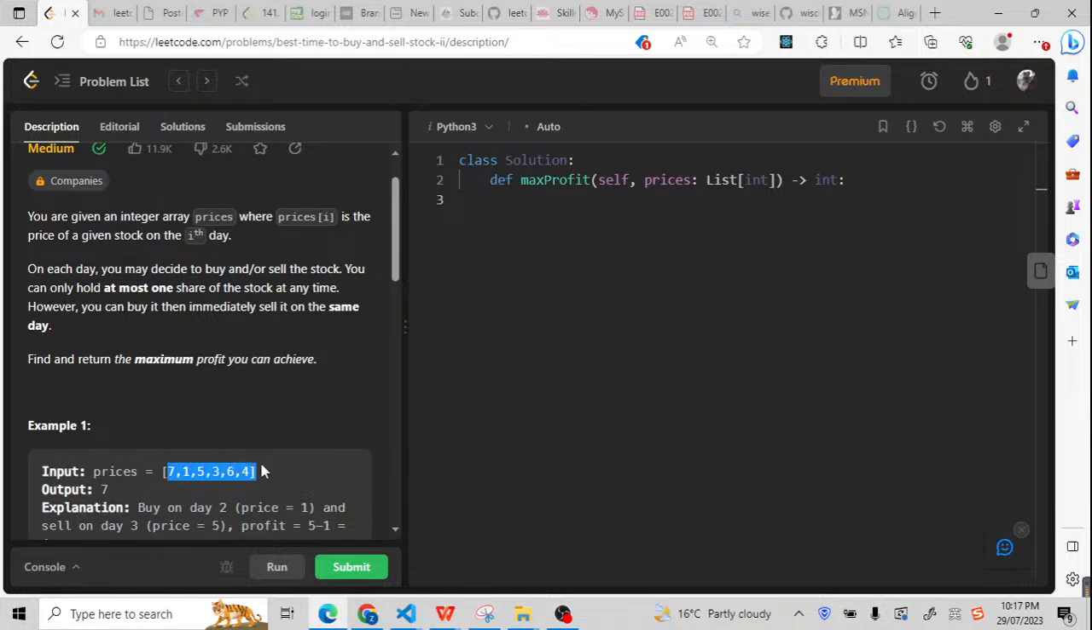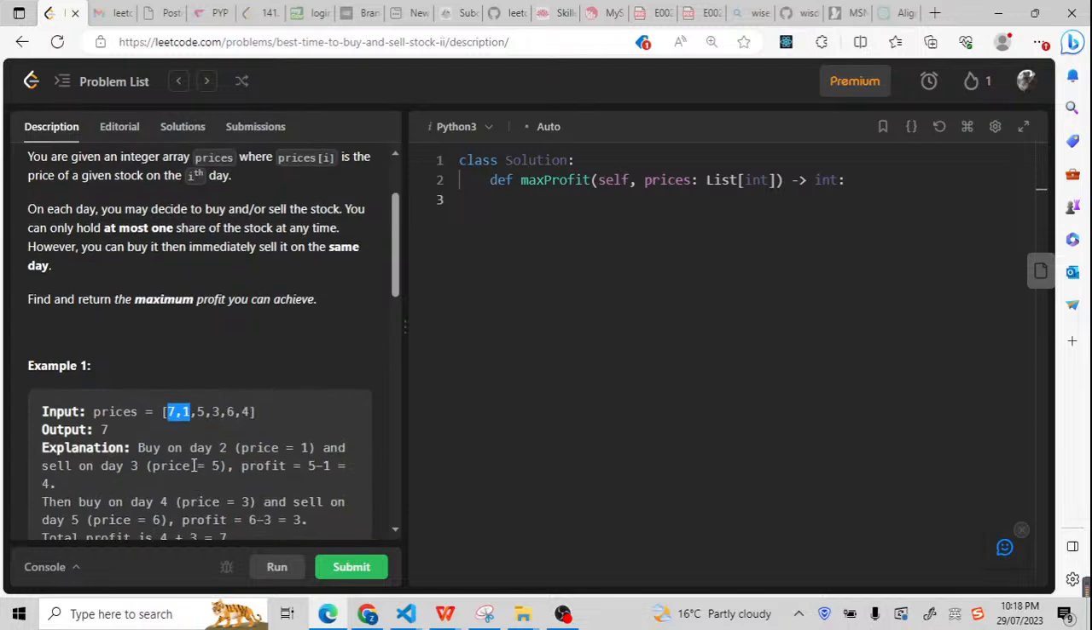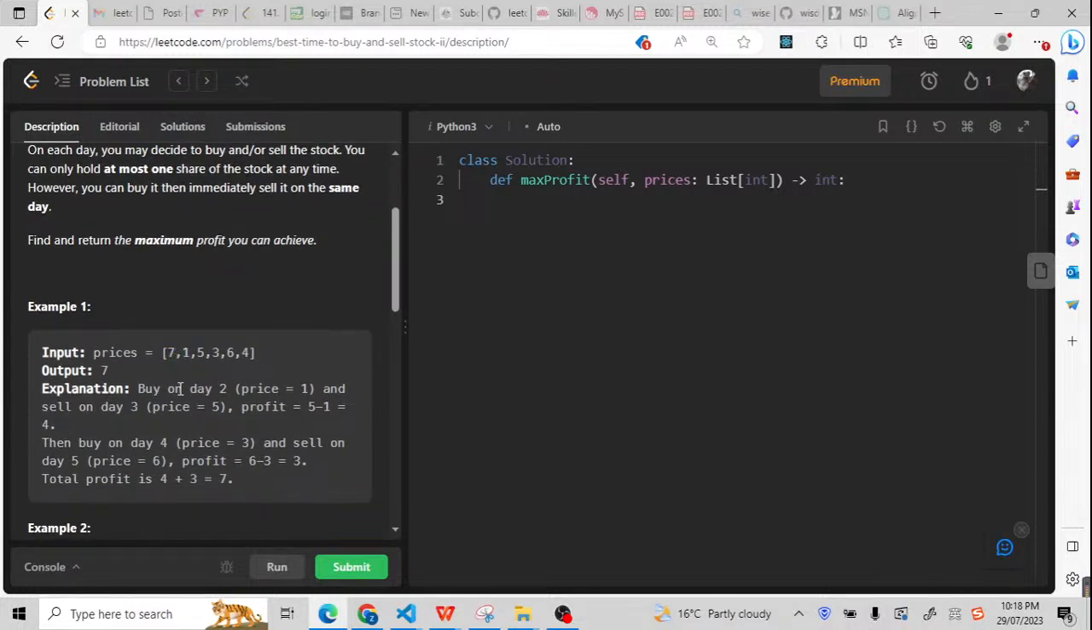So in this problem, it's different from stock problem number 1. This one, you can buy and sell as many times as you like, but you just want to get the maximum profit. For example, for this one, you can buy on day 2, so this is day 2, it's 1, and then you can sell it on day 3. You get a profit of 4, and after that you can buy on day 4 and sell it on day 5. You get a profit of 3. So 4 plus 3 equals 7. It's the maximum profit. Now let me explain it on the whiteboard first, then go to the code editor to finish the coding.